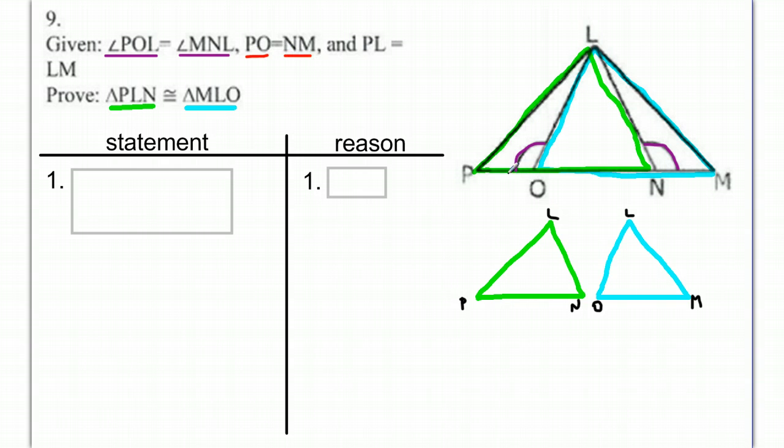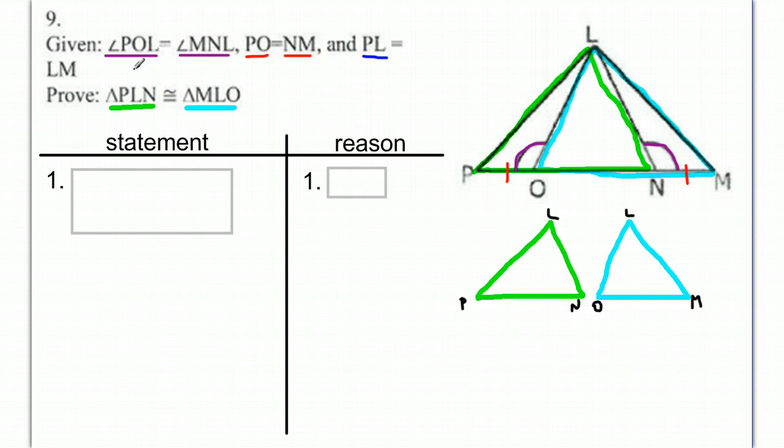PO is equal to NM. PO and NM are equal. Once again, these don't form a complete side. They only form part of a side. So that really doesn't help us down here either yet. So it'll be something on the way to helping us, but doesn't directly solve our problems.